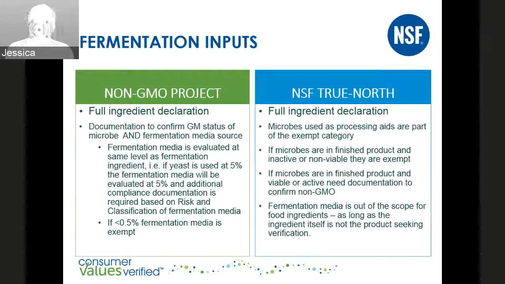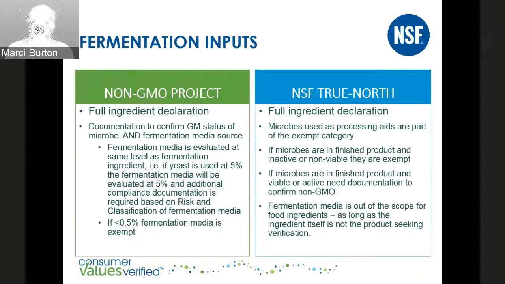Okay, so fermentation ingredients, so yeast. For a yeast in a finished product or used in a bread, we need the full ingredient declaration. So this includes the GM status of the yeast strain or the microbe, and we also evaluate the fermentation media. The fermentation media is evaluated at the same level as the fermentation ingredient. So if you have yeast, it's more than 5% in your product, the fermentation media is also evaluated at 5%. So we're going to have to get documentation that discloses that. So if it's from sugarcane molasses, that's going to be low risk, and the yeast strain is non-GMO, then that would be compliant.